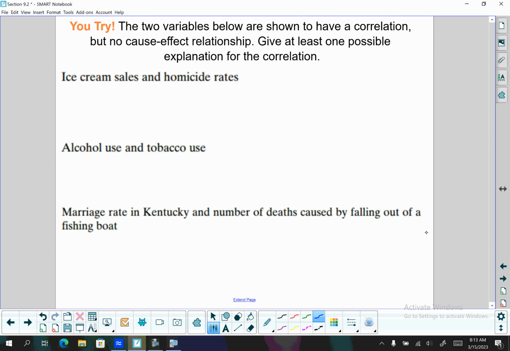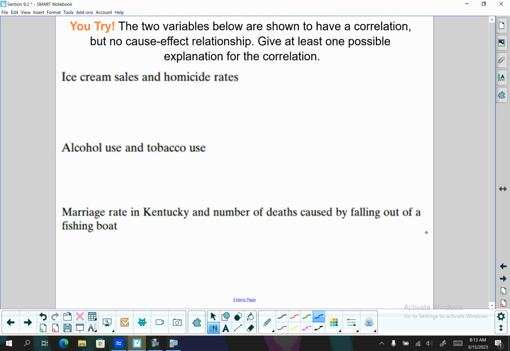All right, I'll get them from you. Okay, alcohol abuse and tobacco abuse. Any thoughts for the second one? Influence. Yes, people that are easily influenced. People that have addictive personalities, perhaps.